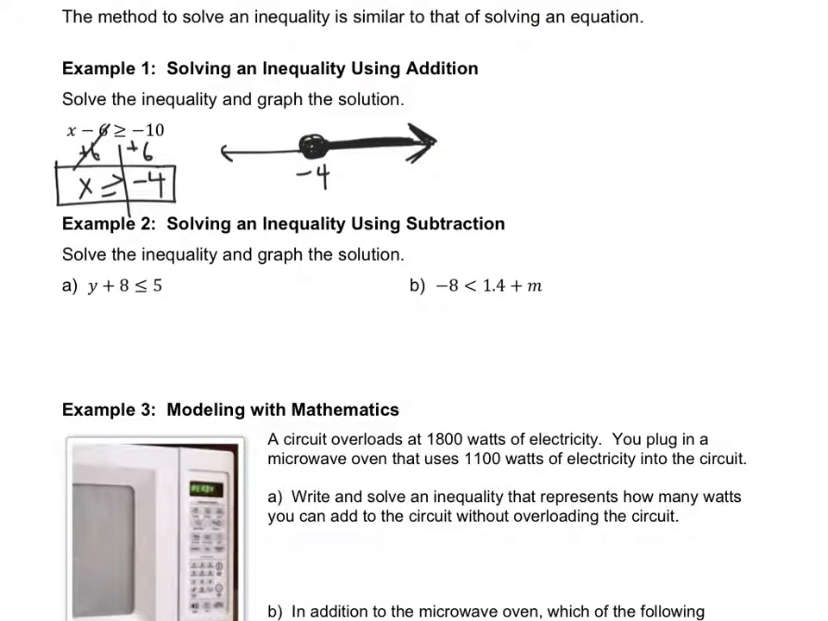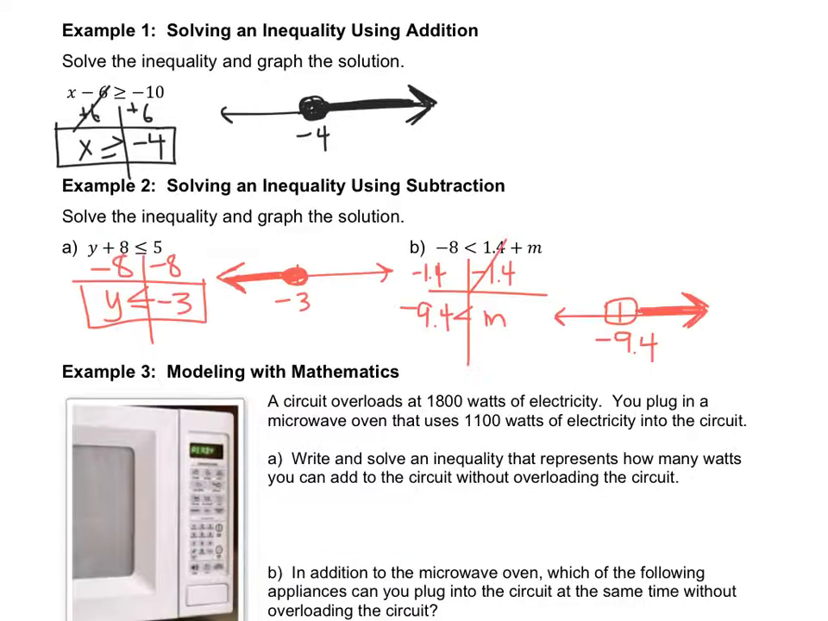Why don't you try example 2 on your own? In letter B, you just have to be careful since the variable is on the right. You read it from the right, so you read m is greater than -9.4. You can read -9.4 is less than m. But we're looking at all the numbers that are greater than -9.4.